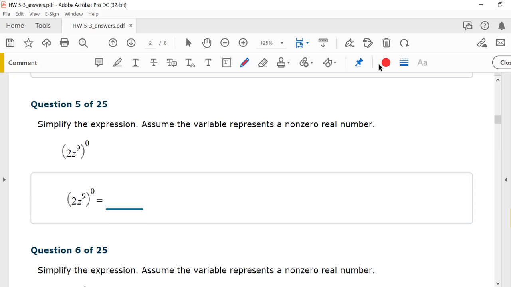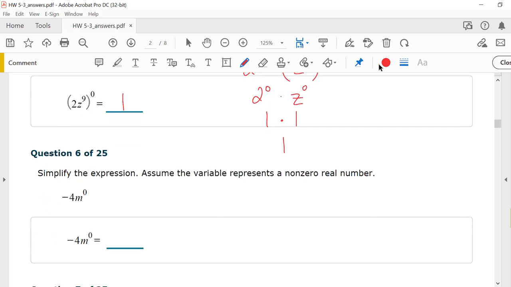Number 5, we don't care what this is because it's raised to the 0 power. The answer is 1. Now, you could see that as 2 to the 0 times z to the 9th to the 0, which would be 2 to the 0 times z to the 0, because 9 times 0. So that's 1 times 1, which is 1. So you can apply several of the rules. I mean, it doesn't matter what order you apply the rules, as long as you apply them correctly.